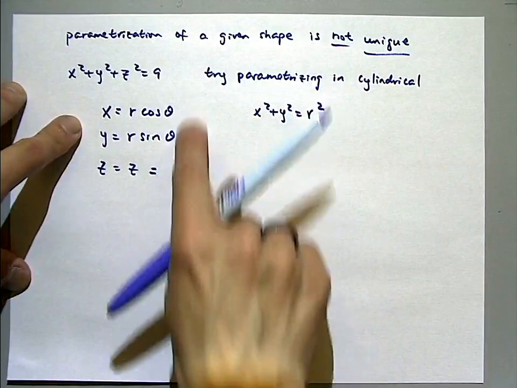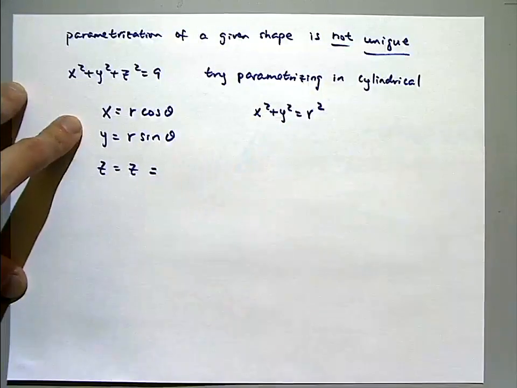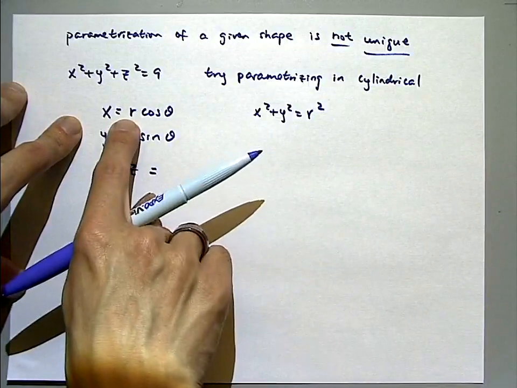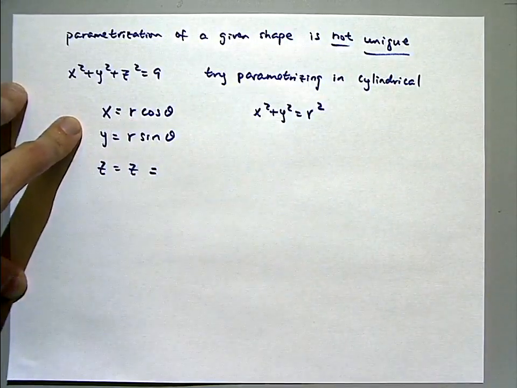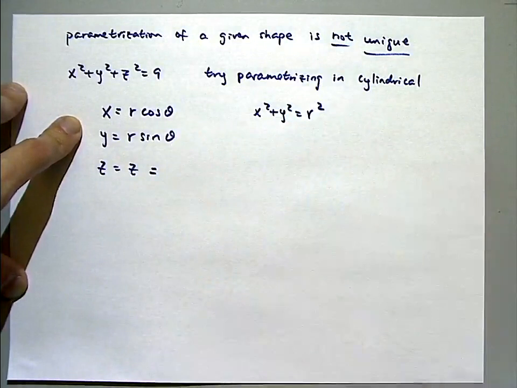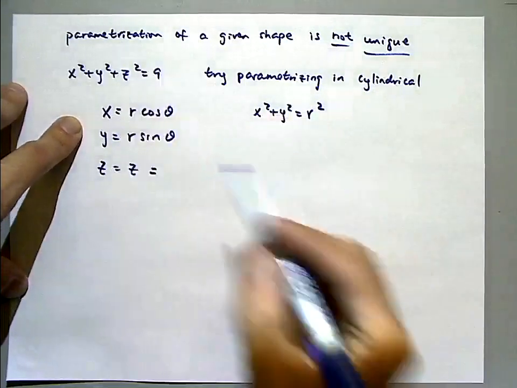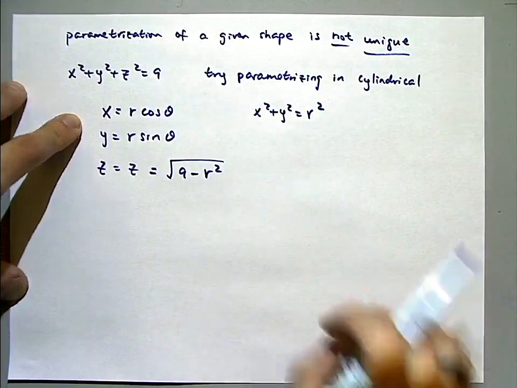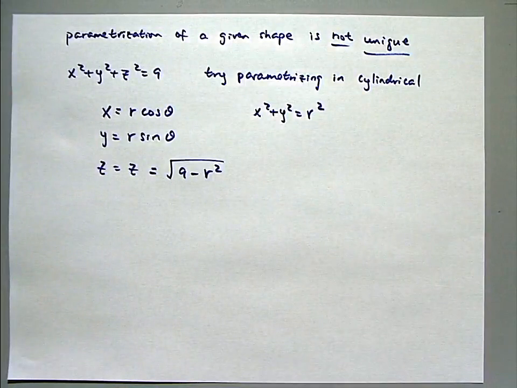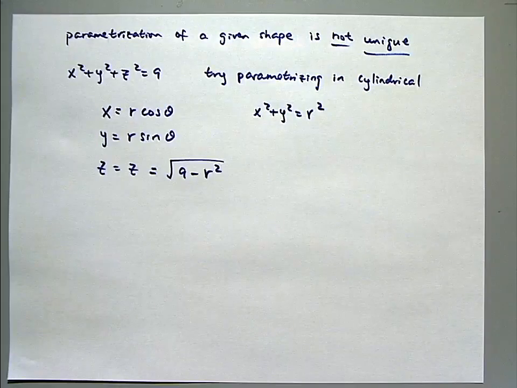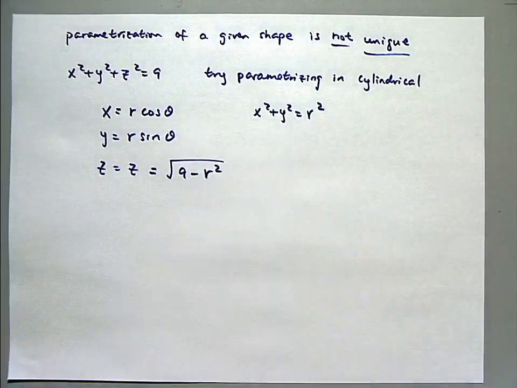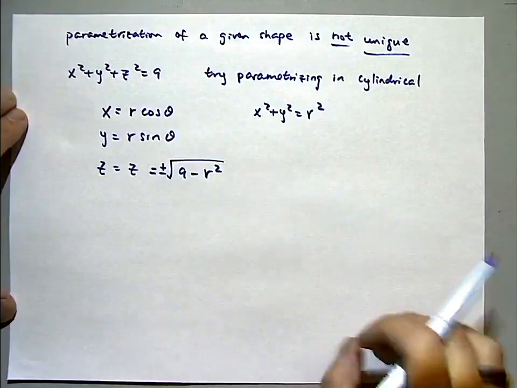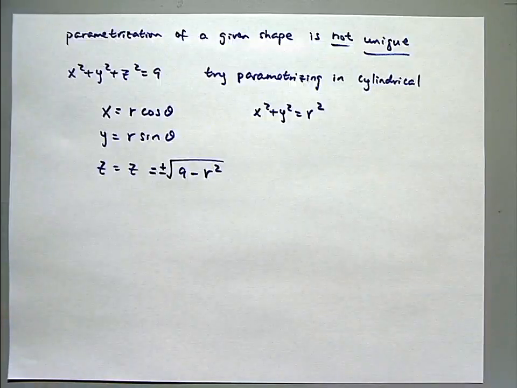So there's not much I can do with x and y. They are what they are. We don't know what r is. R is going to change as we change the level of z. Theta, of course, is going to change, right? But z can be rewritten as square root of 9 minus r squared, right? In fact, because we want the entire sphere, we're going to do plus and minus. Plus gives us the upper sphere. Minus gives us the lower hemisphere.